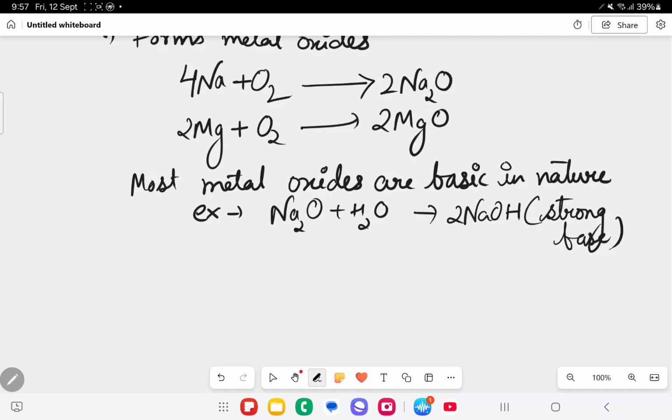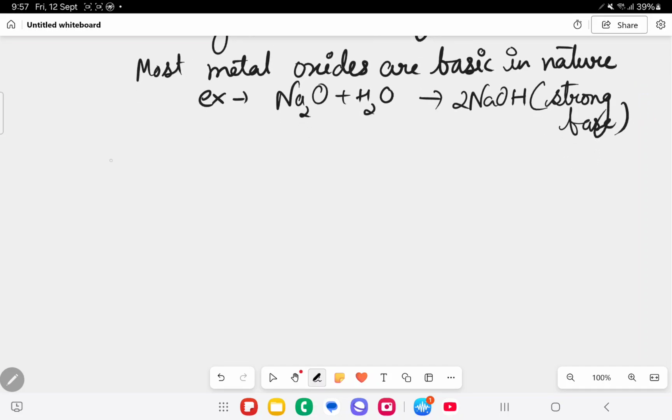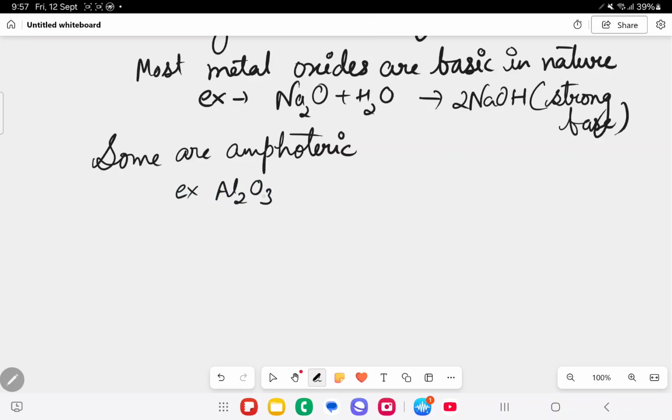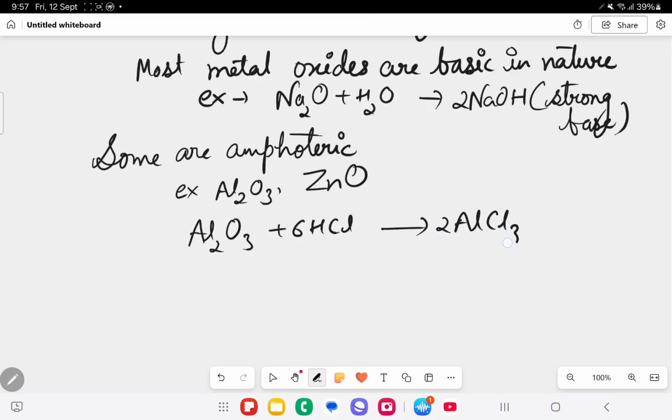And some are amphoteric. What are amphoteric? Those which react with both acids and bases. Example, Al₂O₃ and ZnO. Al₂O₃ reacts with HCl to give twice of AlCl3 plus thrice of H2O.